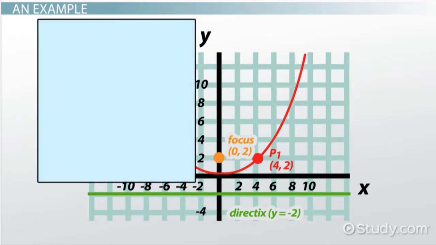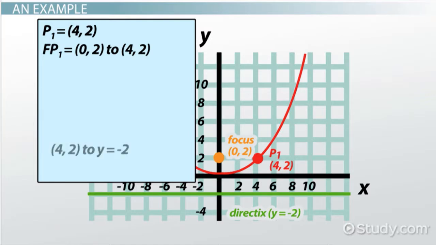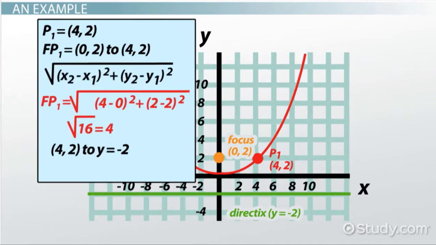First, let's look at the point P1 equals (4, 2). All we need to do is verify that the distance from the focus F = (0, 2) to the point P1 = (4, 2) is the same as the distance from P1 to the directrix, y equals -2. We see that FP1 equals 4, and that the distance from P1 to the directrix is 4. Great! Just as the definition implies, the distances are the same.